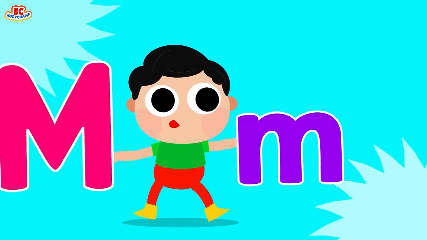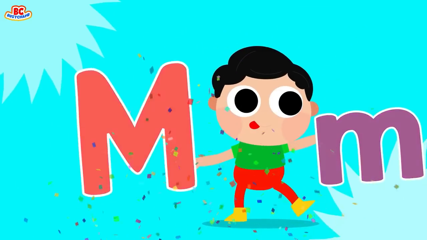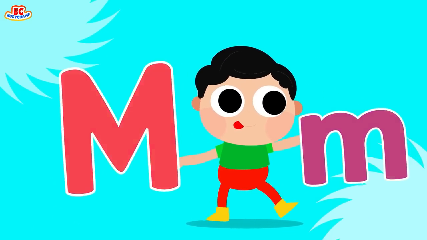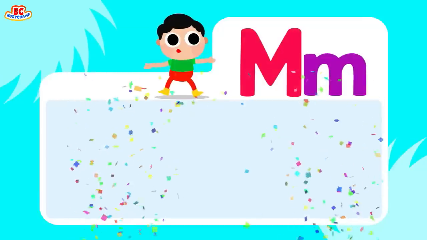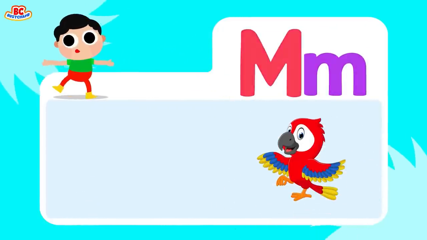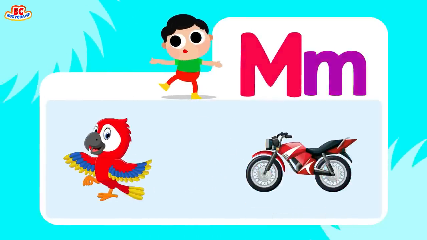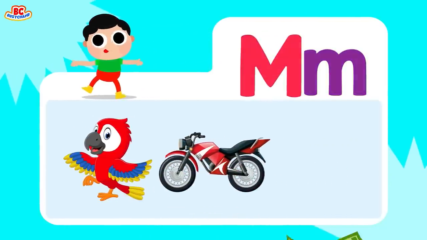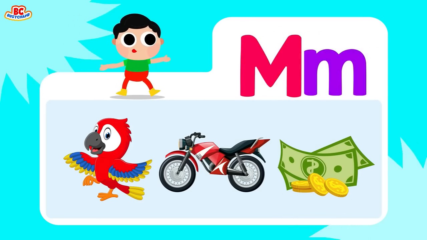Which alphabet can you see in my hands? I have the letter M in my right hand and it sounds M in my left hand. And there are so many words that begin with letter M. M called macaw. M, M, macaw. M called motorcycle. M, M, motorcycle. M called money. M, M, money.